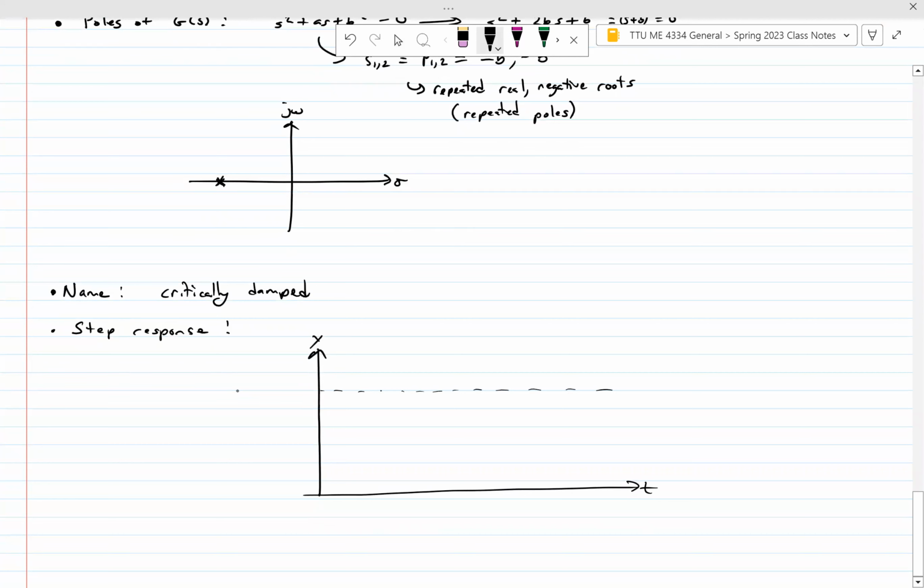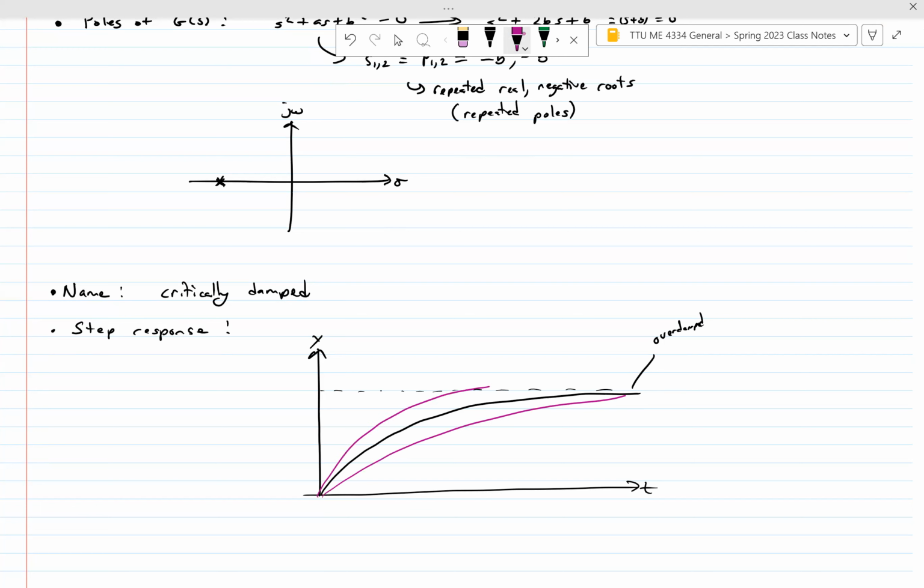What do we think the response is going to look like? Let me draw. Let me try again. This is overdamped here. So how do you guys think critically damped is going to look? If I drew this or I drew this, which one? The second one I drew. Critically damped would look something like this. This is critically damped.